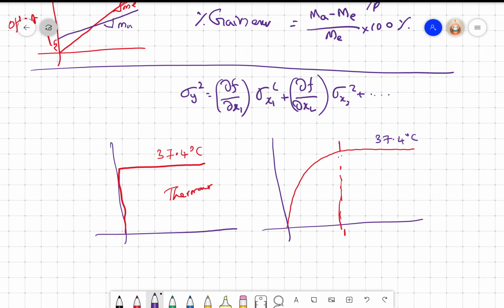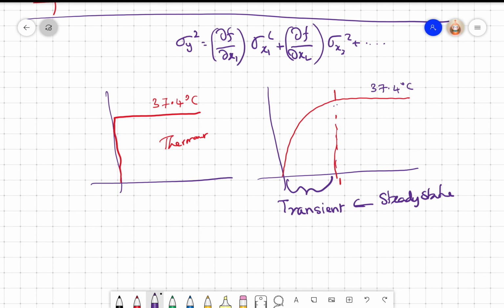Okay, so this period is transient, and this is steady state. Right? So we call this the settling time of the transducer. The settling time of the transducer is simply called the time required for the transducer output to attain the final value. What is the final value?